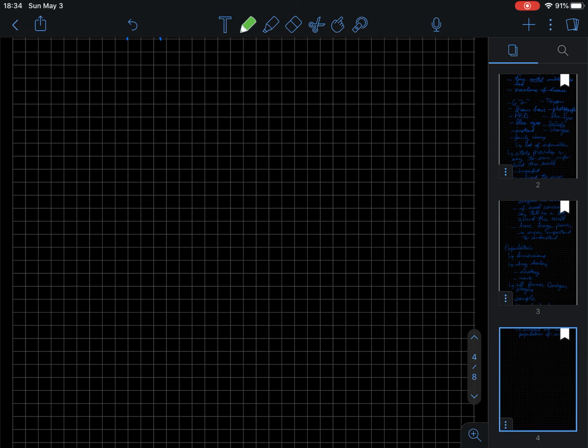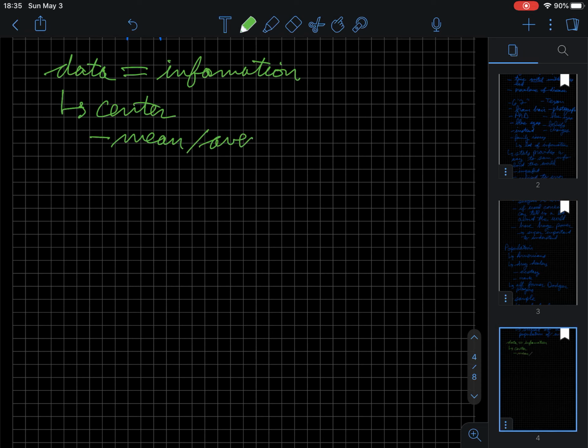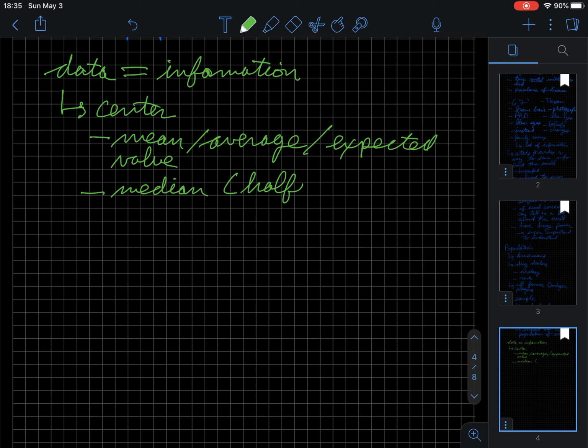So when we think about what this data is, what this information is, data is information about something. With this information, we're usually interested in the center of the data, which is usually the mean or average, and sometimes called the expected value. But this could also be the median, which is the halfway point of the data.